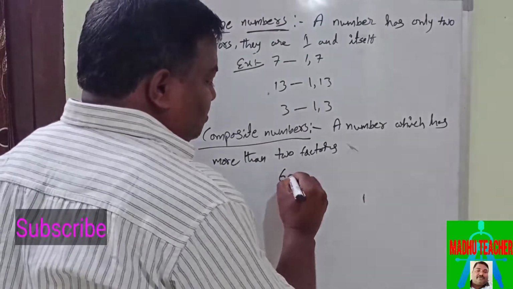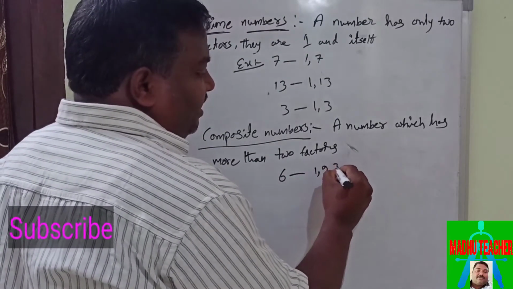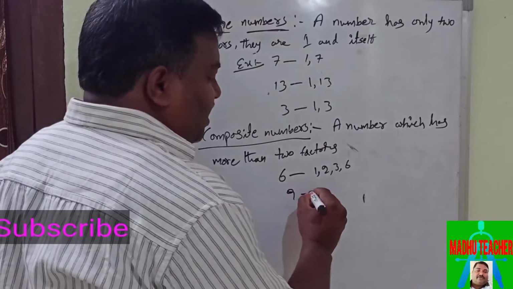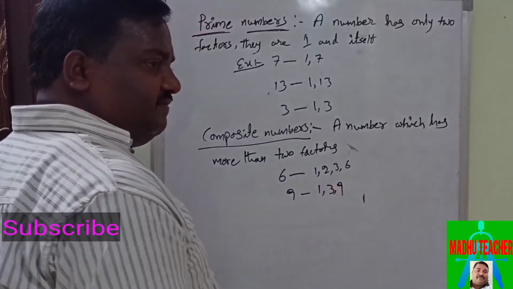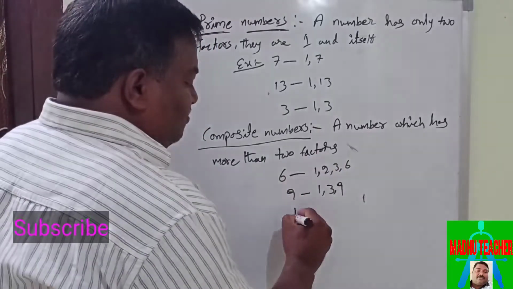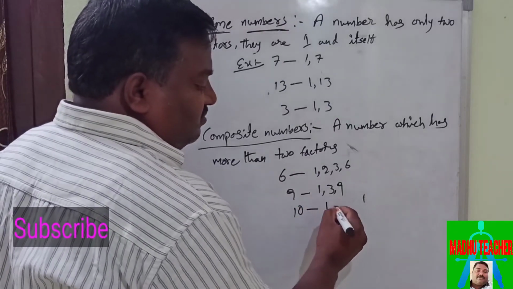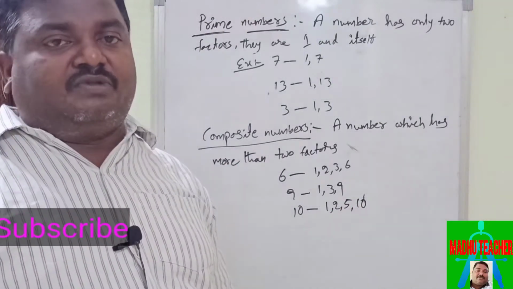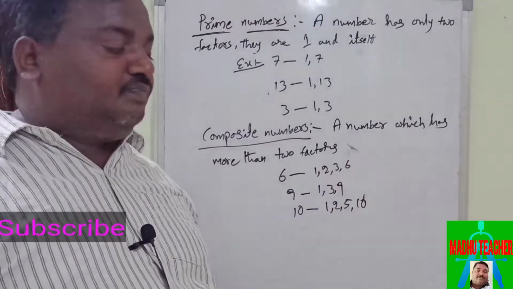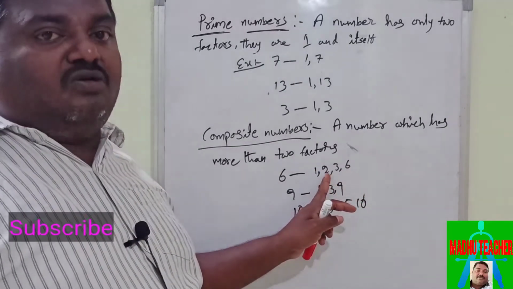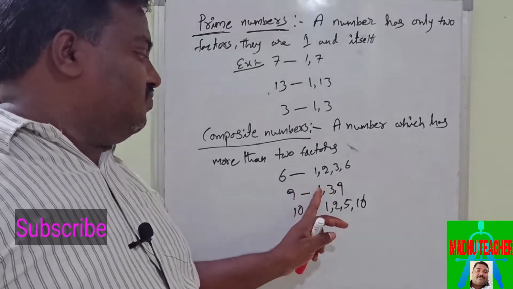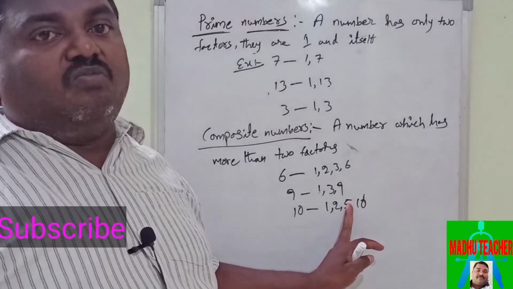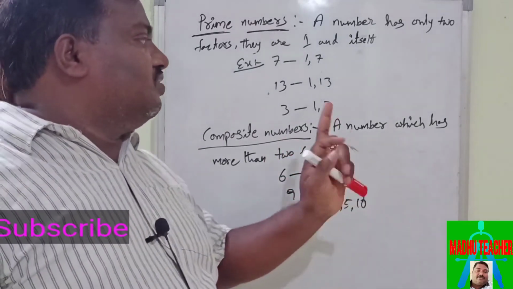Example: 6 has factors 1, 2, 3 and 6 itself. 9 has 1, 3 and 9 itself. 10 has 1, 2, 5 and 10 itself. These are the composite numbers, which have more than two factors besides 1 and itself. So these are called composite numbers.